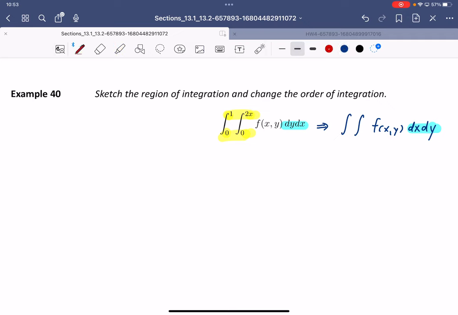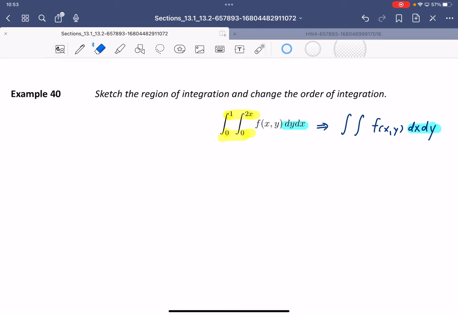The incorrect one is that you swap it like that. This is wrong, completely wrong, because you can see that at the end you cannot have the variable on the outer part. It's going to be impossible that you have the x here. It should be a number. The domain is not a rectangle, so you cannot do it.